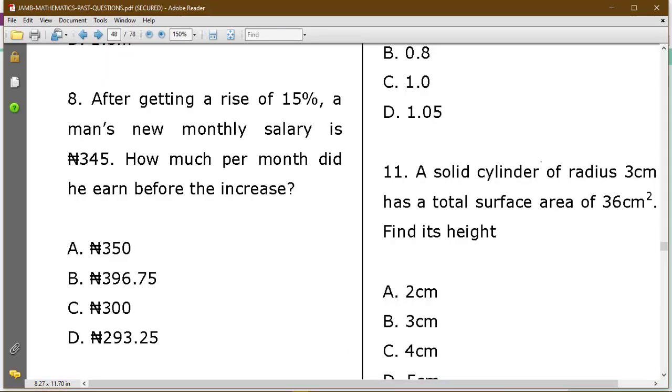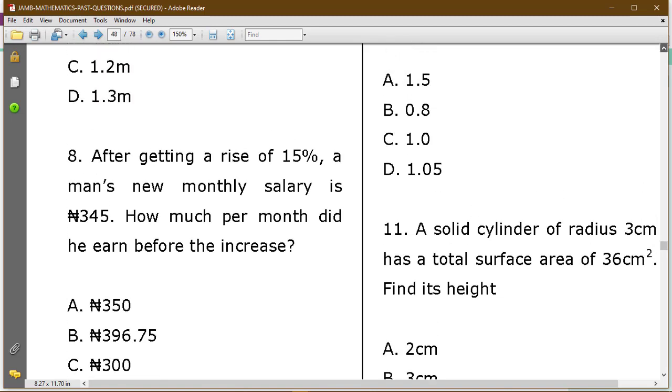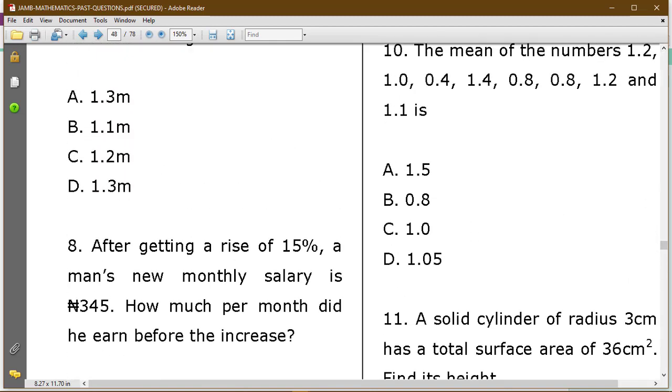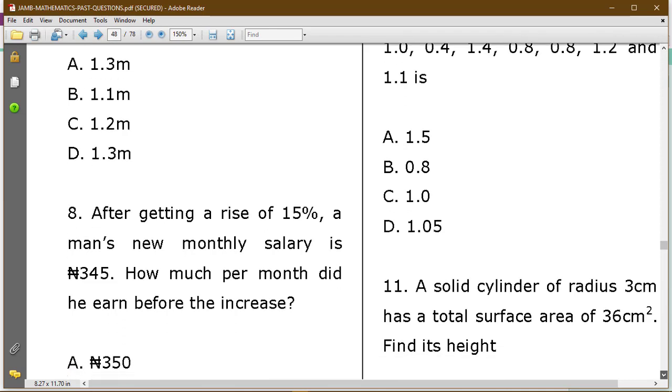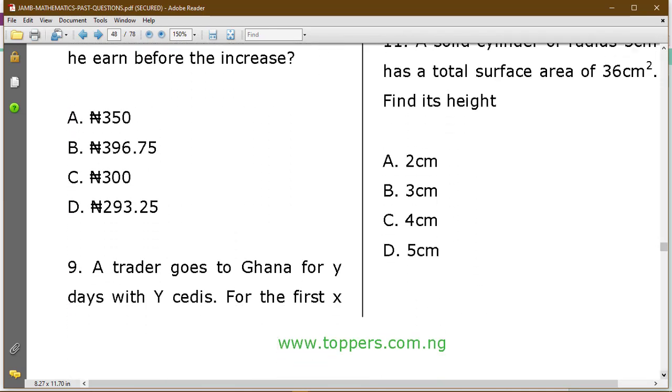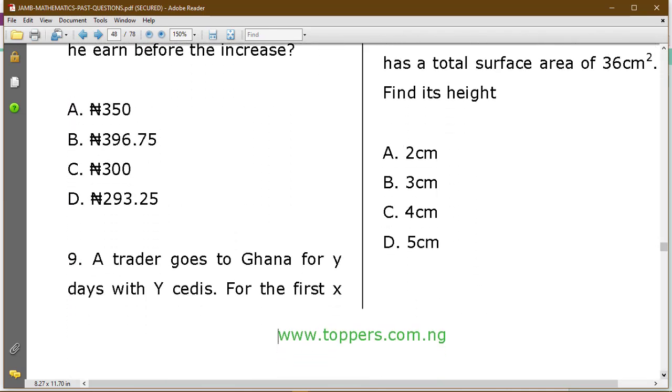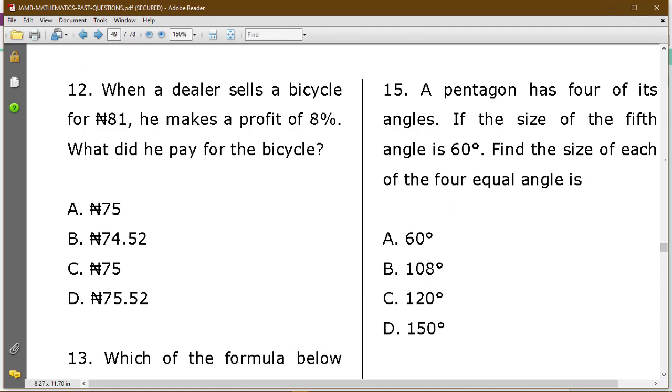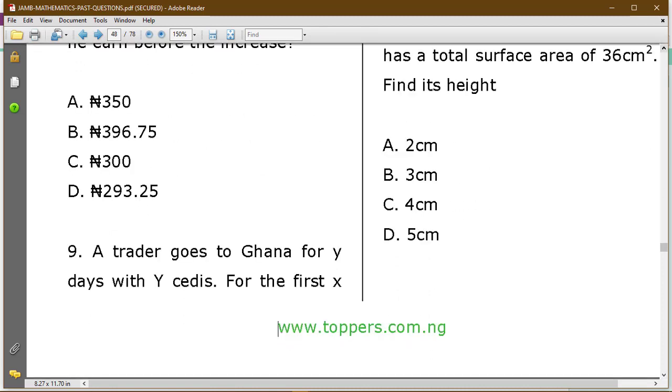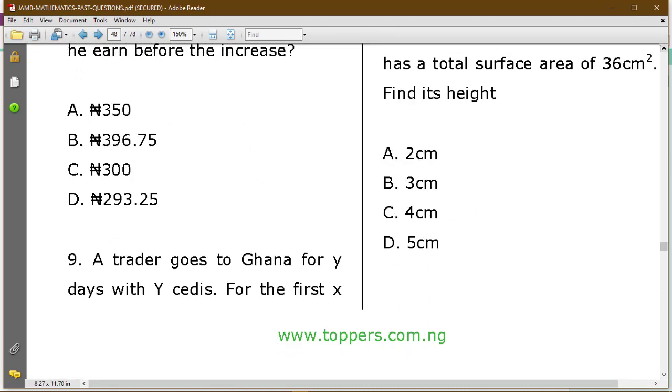Number 9 says that I think it should be up there, or it should be down. One should be up. Okay, let's see. A trader goes to Ghana for Y days. He wants to spend Y days in that place.